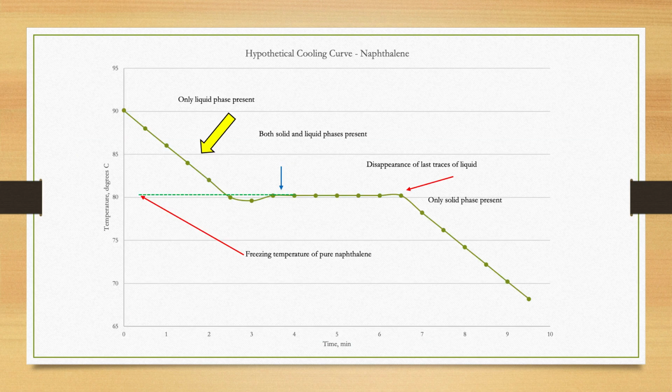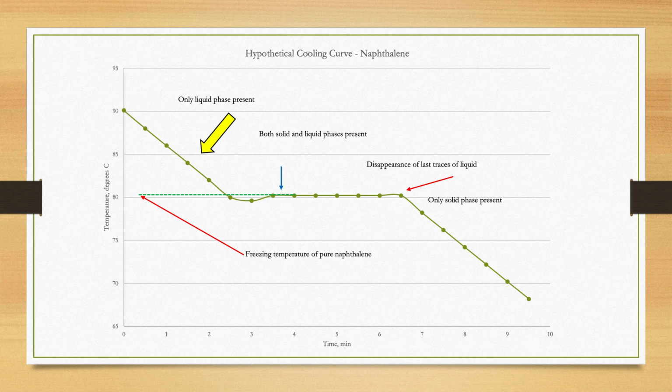Now, visually, what we're going to be looking for in this week's lab is we're going to be trying to measure the freezing point of naphthalene. And we're going to measure it both just as pure naphthalene and then also with different mixtures. We're going to dissolve other things in the naphthalene and see how the freezing point changes.